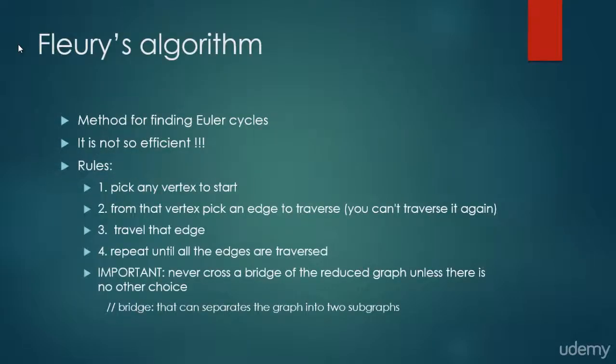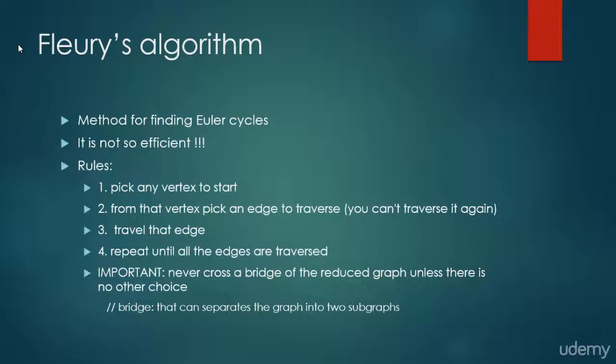So let me tell a few words about Fleury's algorithm. It is a method for finding Euler cycles, and it is not so efficient. And the rules are, you have to pick any vertex to start. From that vertex, pick an edge to traverse. You can't traverse it again, so we mark it as visited. Then we travel that edge, and then we repeat until all the edges are traversed.